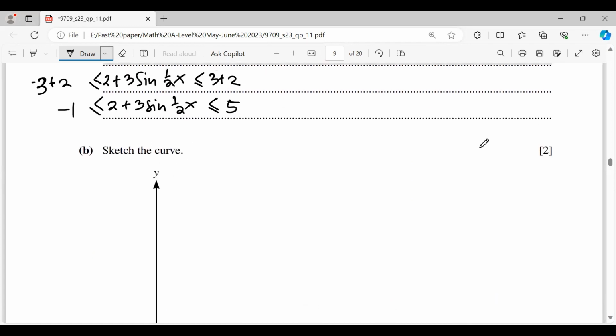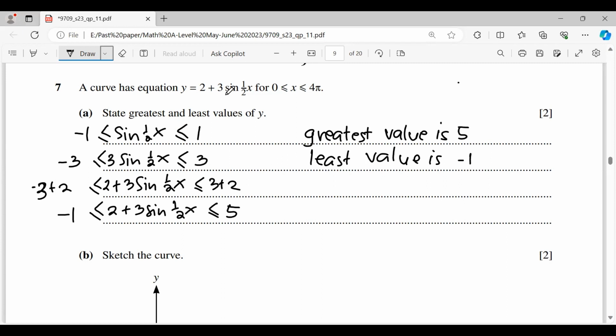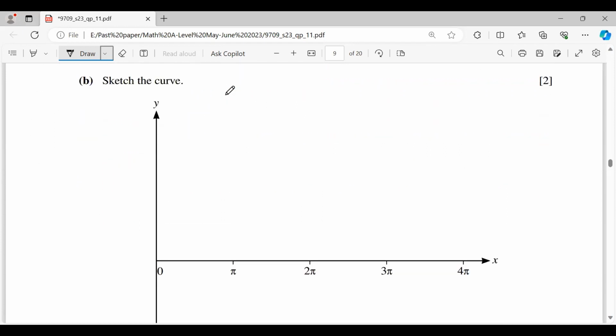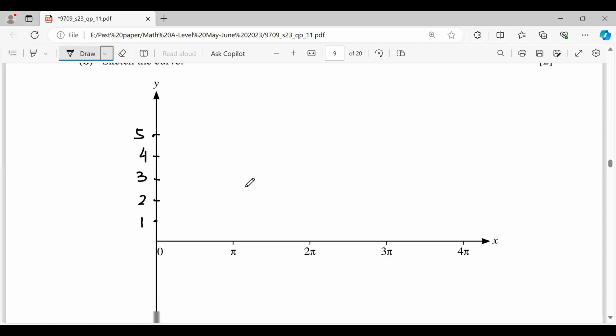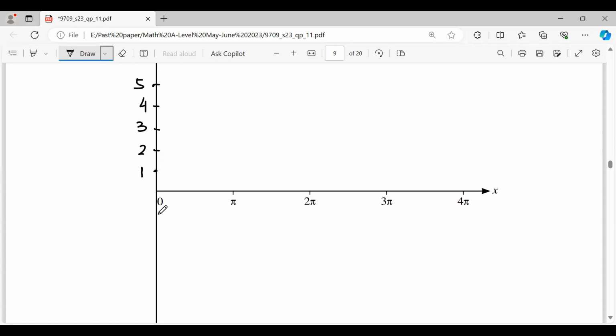Now sketch the curve. We are going to sketch this curve, 2 plus 3 sine half x. The x-axis consists of pi up to 4 pi in pi units, while the y-axis I'm going to arrange this way. The y-axis: this is 1, 2, 3, 4, 5, and so on if we need. Under the x-axis, it is negative 1, negative 2, negative 3, negative 4, negative 5, and so on if we need.